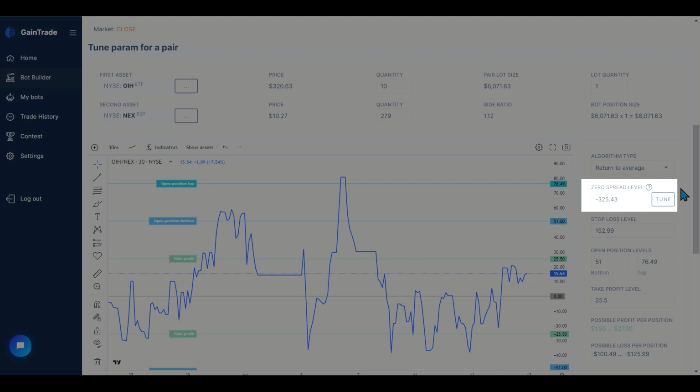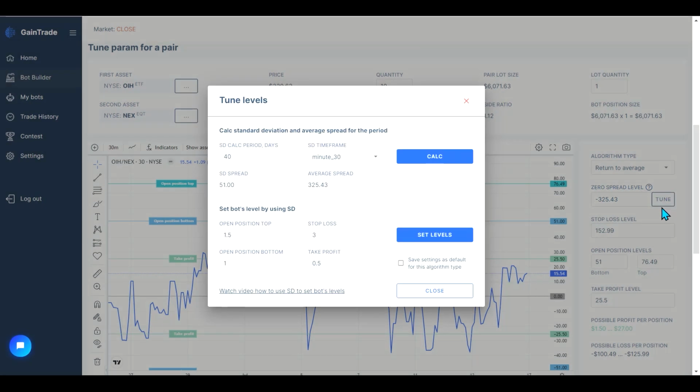In other words, we can observe that the current correlation is 0, indicating that they are currently moving in the same direction. So when you trade, you want to see the pair deviate from 0. Now, if you click on the tune levels, the program allows you to manually set levels based on chart patterns or statistics. Now, in the next webinar, we will discuss the zero spread level in more detail and show you how to adjust these levels.